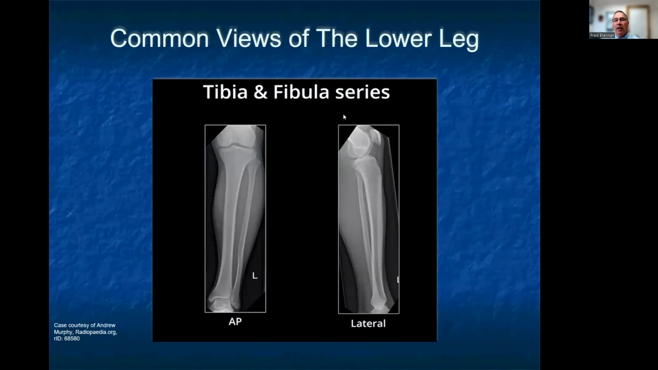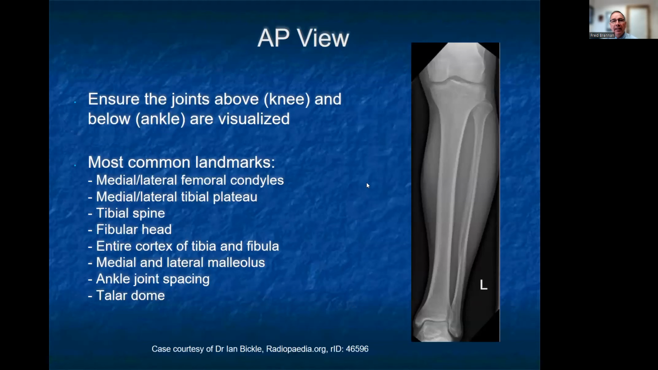So first of all, common views of the lower leg, looking at tib-fib x-rays. We're going to look at an AP view and a lateral view, and we're going to go over a systematic approach to reviewing these x-rays, both the AP and the lateral, as well as potentially an oblique view. So looking at the AP view, we have here some of the common findings of the tibia.